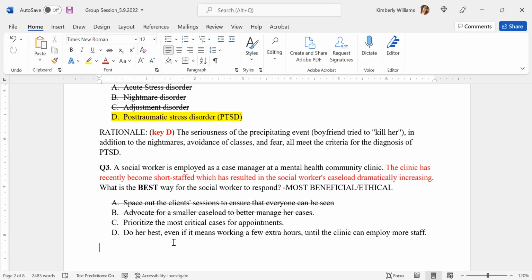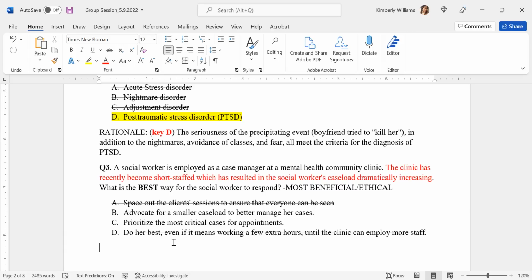Ethically? Well, I think maybe not ethically, but I don't know. I'm stuck between C and D. So we stuck between C and D. So everybody else is saying C. Prioritize the most critical cases, like, so we just don't see the other people. Yeah, that's what it's saying.